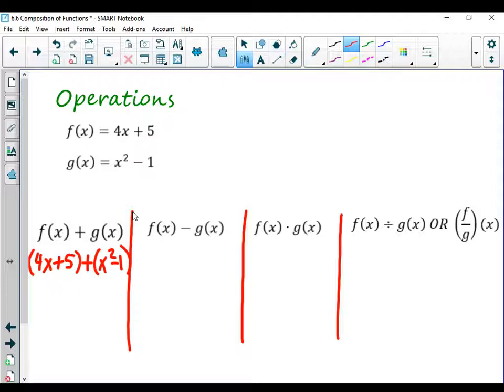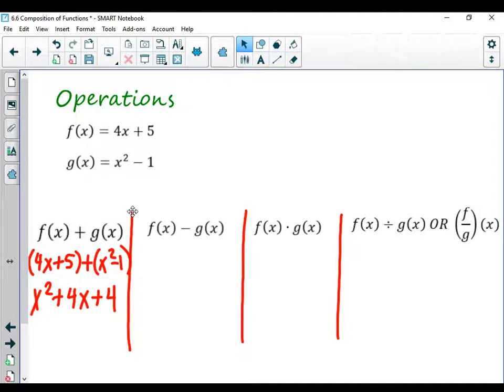So since we're adding, we really don't need the parentheses, but I want y'all to get in the habit of it because when you get to subtracting, that's really going to mess you up if you don't put parentheses. Okay? So we combine like terms and write it in standard form. That would be our answer. Okay? So go ahead and do the next three operations.